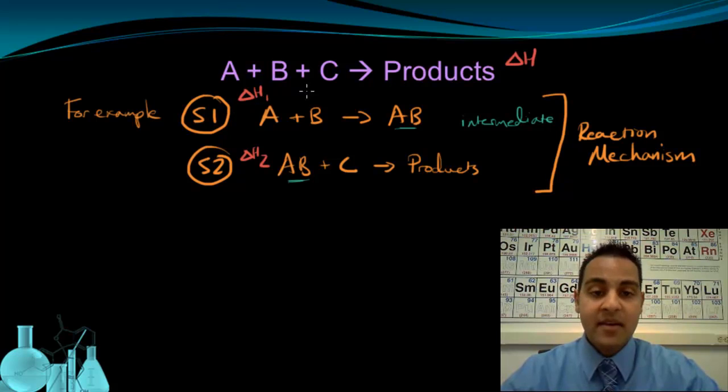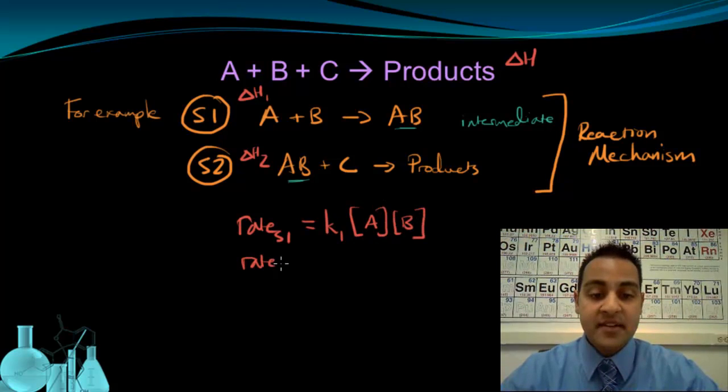But aside from that, they each have their own rates. So the rate of step 1 is going to be equal to a specific rate constant times A times B. The rate for the second step, however, is going to be based on the reactants for that second step. So it's going to be another specific rate constant times the concentration of AB and the concentration of C.